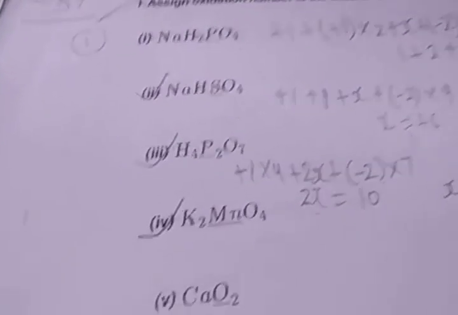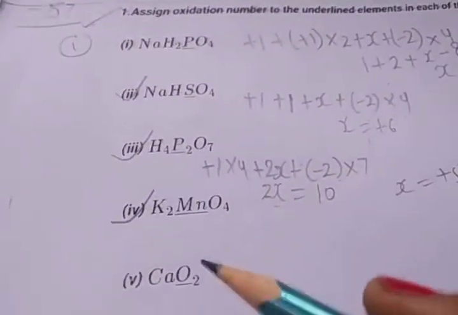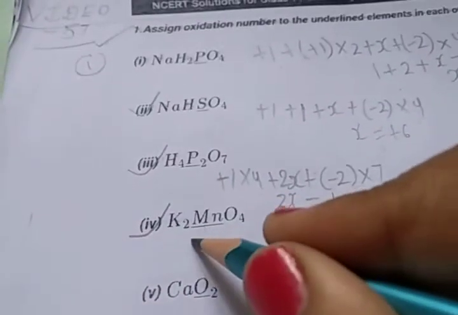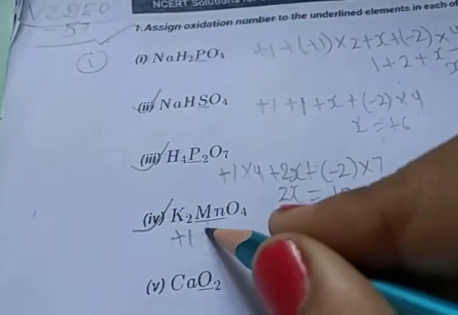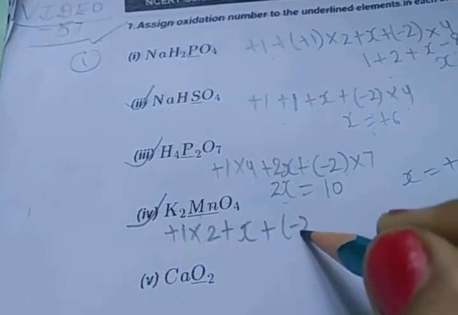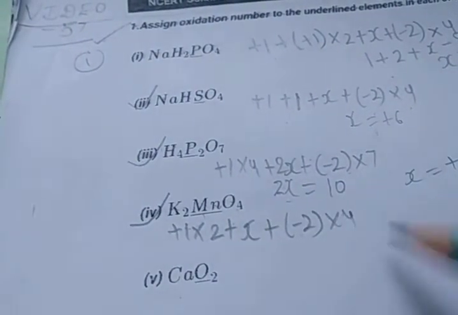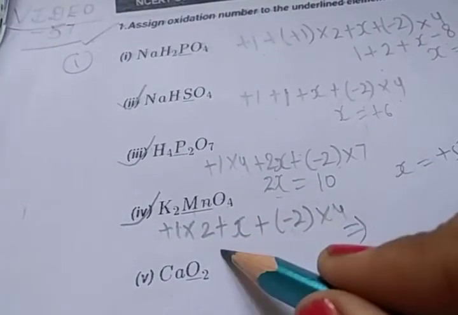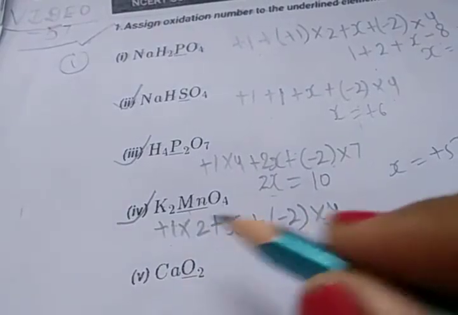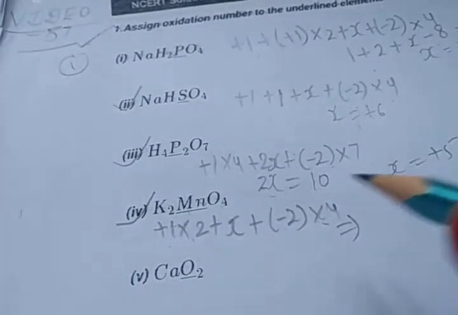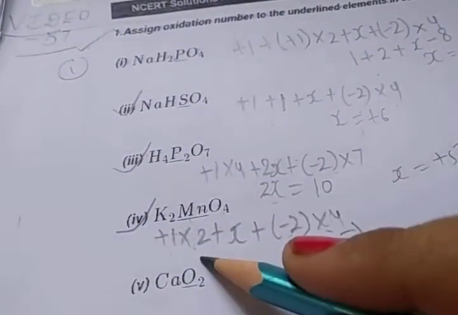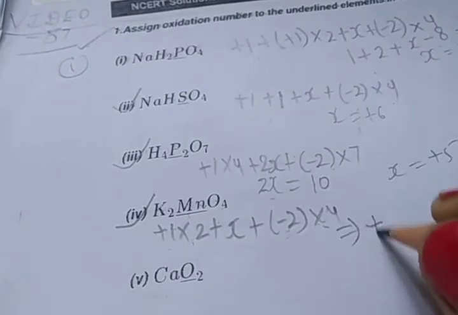Then fourth, find the oxidation number of Mn in K2MnO4. So plus 1 potassium multiply 2, plus Mn X, plus oxygen minus 2 multiply 4. So calculate 2 plus X, and minus 2 multiply 4 is minus 8. Minus 8 plus 2 is minus 6, going to the right hand side, plus 6.